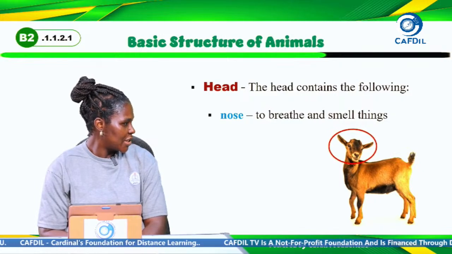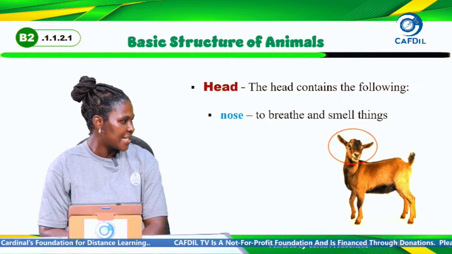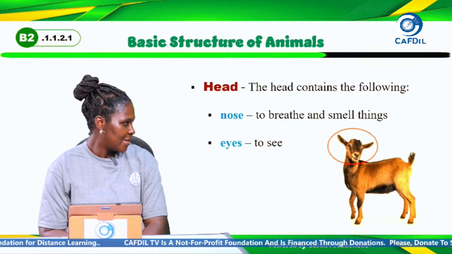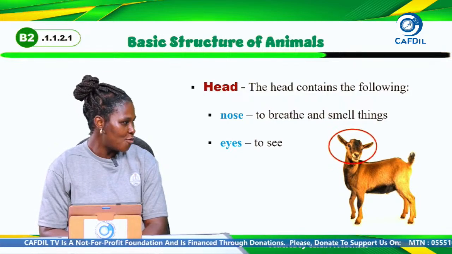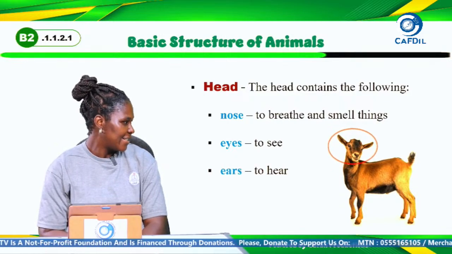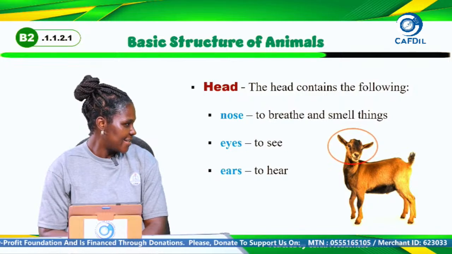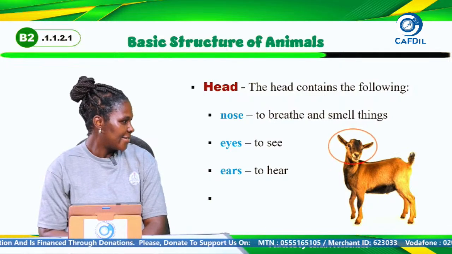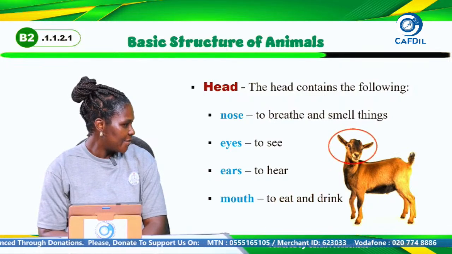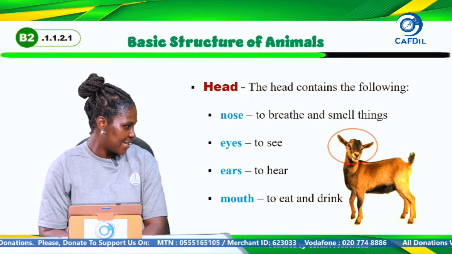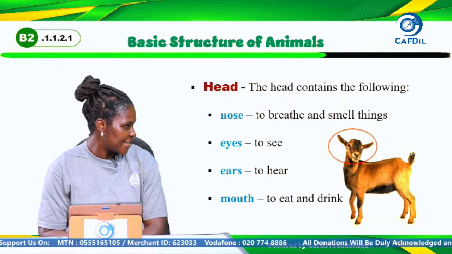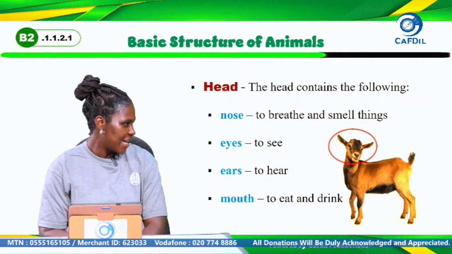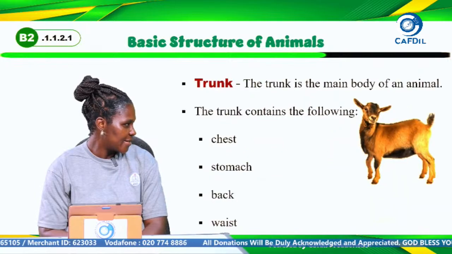It uses it to breathe and smell things. We have the eyes to see things, to see food and eat. The ears to hear, and then the mouth to eat and drink. So this is the head of the goats.